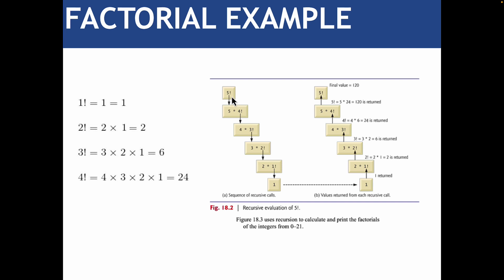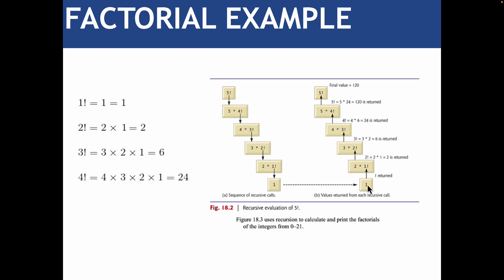We start from factorial 5. Look how it happens. Factorial 5 is going to call factorial of 4. And factorial of 4 is going to call factorial of 3. And here you have the expression. And factorial of 3 will call factorial of 2. Factorial of 2 calls factorial of 1 until we come to 1. This is the base case. Then it will roll up.